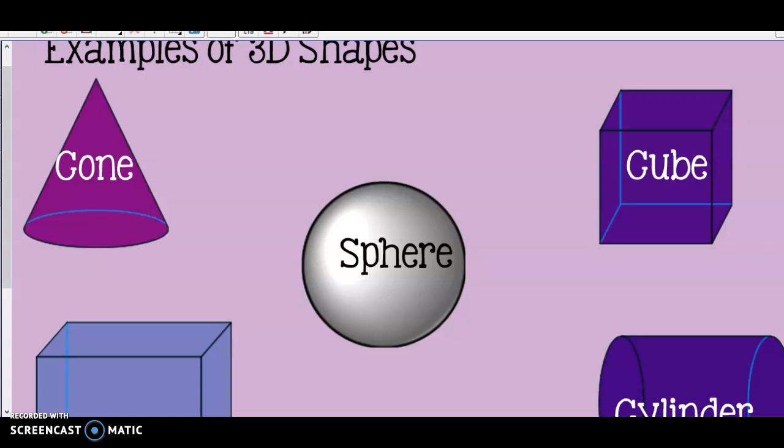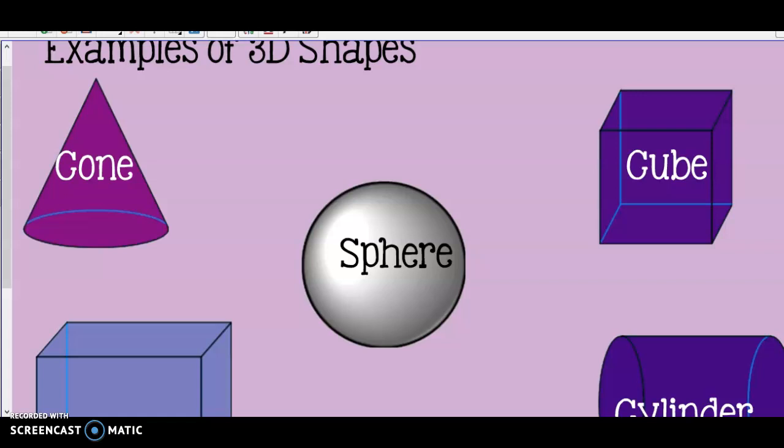They are called faces, edges, and vertices. And we kind of talked about vertices with the 2D shapes. But keep in mind, later this week, we're going to talk about the 3D shapes' edges, faces, and vertices.